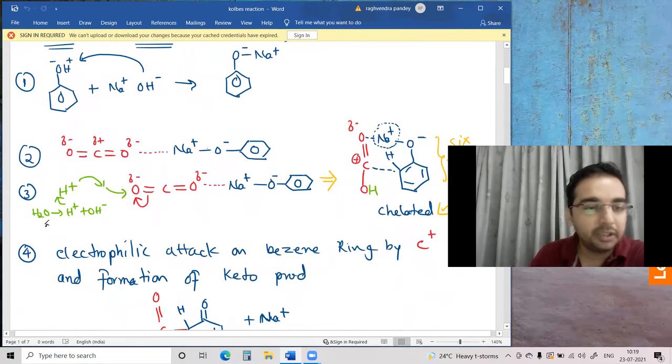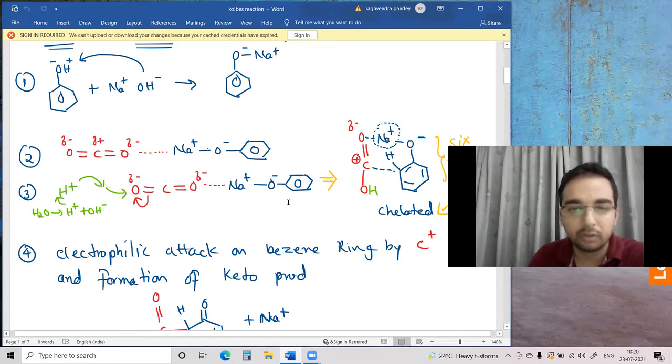Now the third step: water gives out the proton, and this proton attacks the negative oxygen. The pi bond electrons get displaced onto the oxygen, and then the carbon is getting the positive charge. So here we have the OH bond which is created, and carbon is getting the positive charge here, created by the bond breakage between carbon and oxygen.